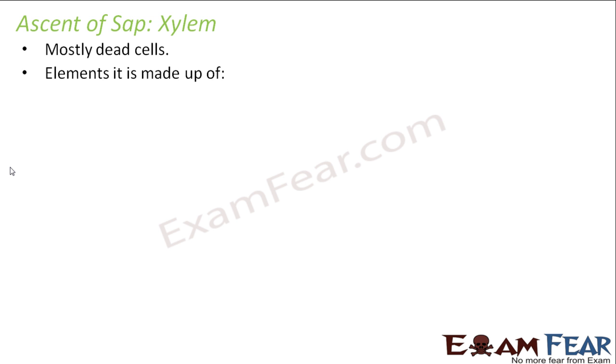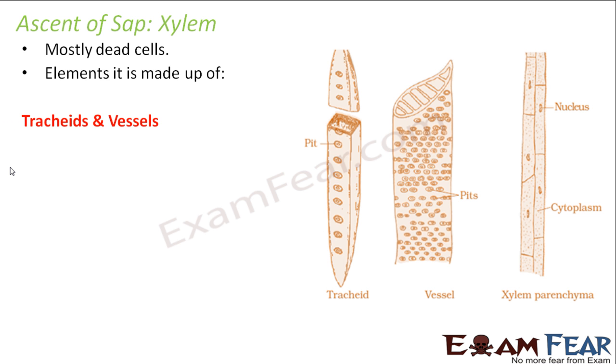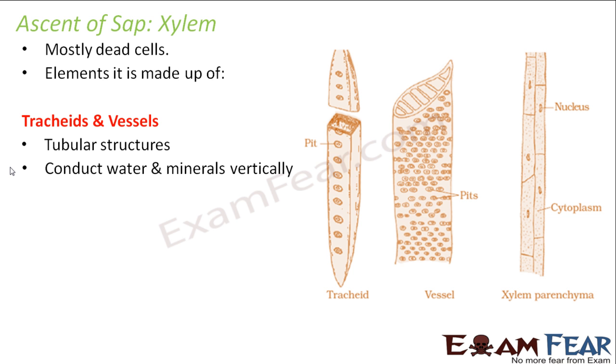Now there are many elements which together constitute the xylem. So what are the different components of xylem? Tracheids and vessels. So what are they? These are tubular structures which conduct water and minerals vertically. So here you can see how a tracheid looks. It is a tubular structure which has pore-like structures called pits all over it. And these are vessels, which are again tube-like structures with pits all over them.